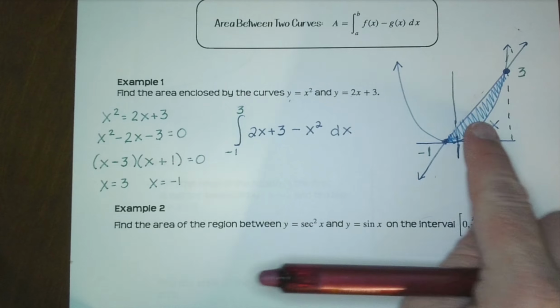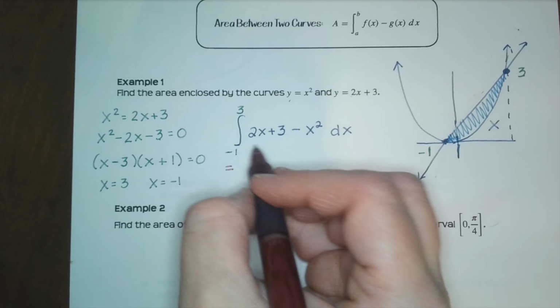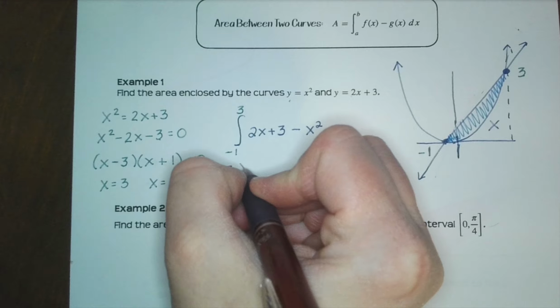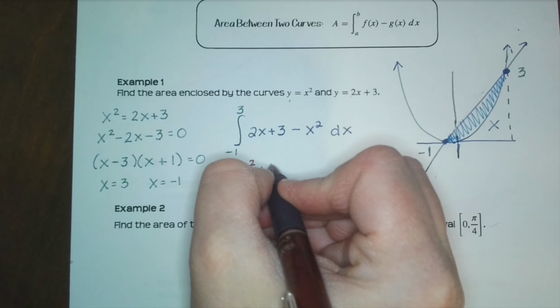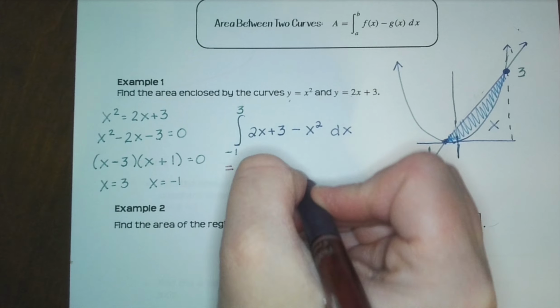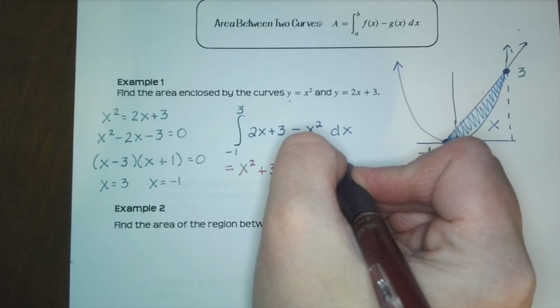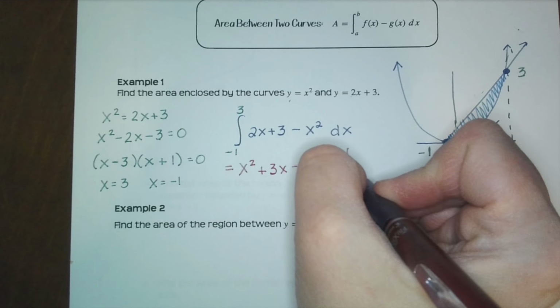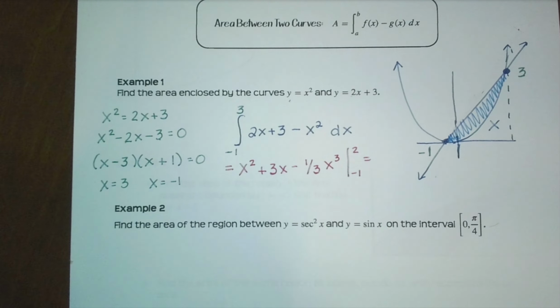So first thing I would do, and I would do it over here, except I drew my graph here, is I need an antiderivative. So my antiderivative would be x squared plus 3x minus 1/3 x cubed. That's the x squared. And then I'm putting my endpoint. So pay attention to how I'm showing my work here.